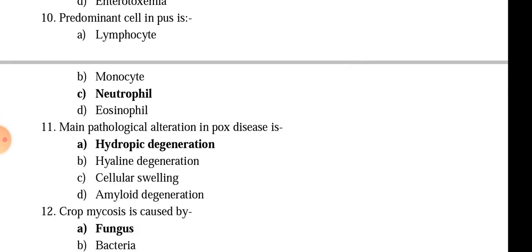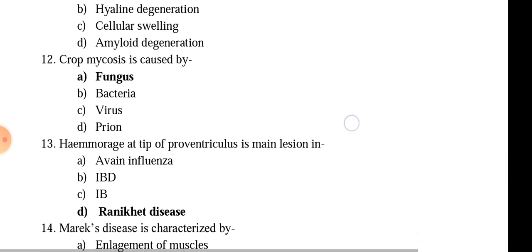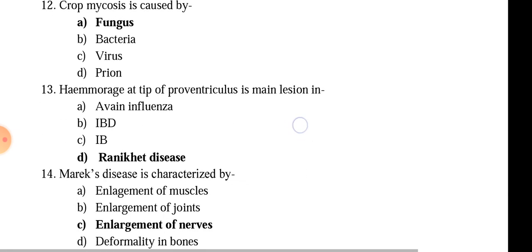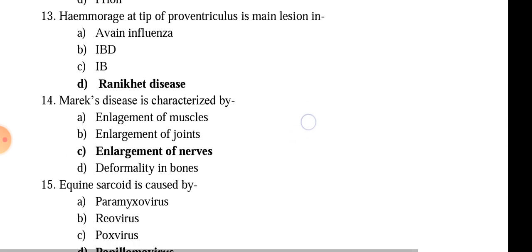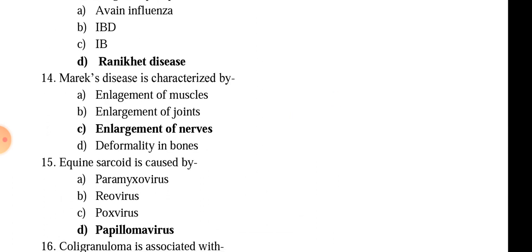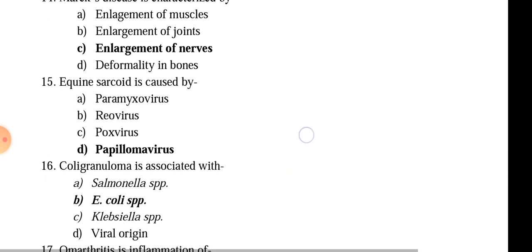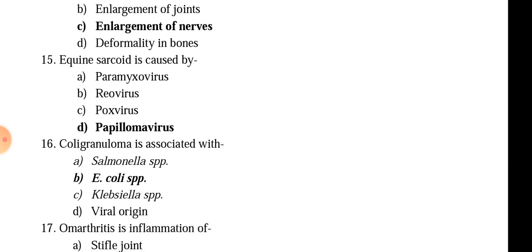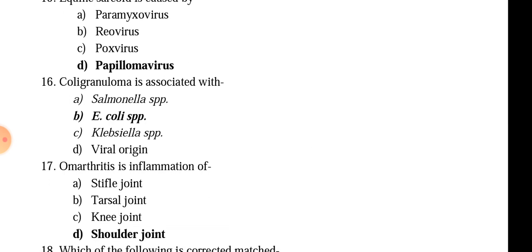Crop mycosis is caused by fungus. Hemorrhage at the tip of the proventriculus is the main lesion in Ranikhet or Newcastle disease. Marek's disease is characterized by enlargement of nerves. Equine sarcoid is caused by a papilloma virus. Coligranuloma is associated with E. coli species. Omphalitis is inflammation of the umbilicus. Shoulder joint inflammation is omarthritis.